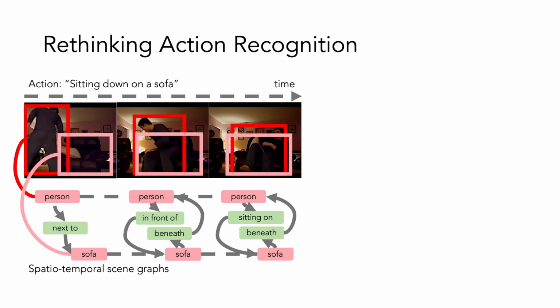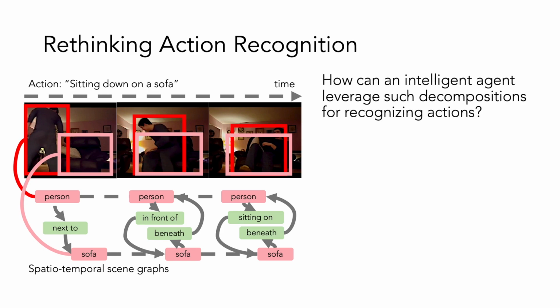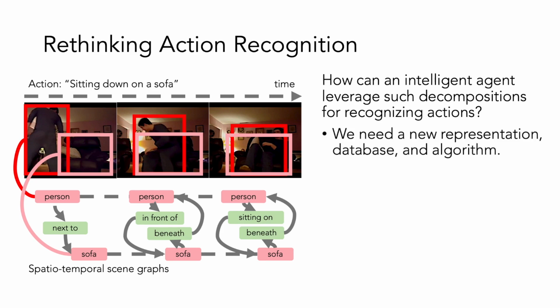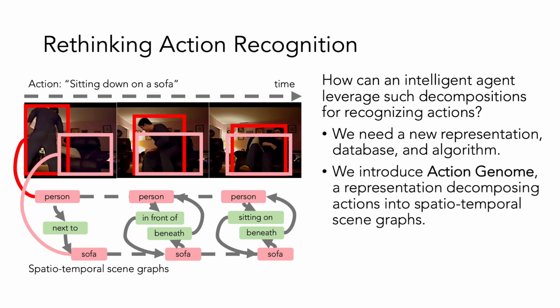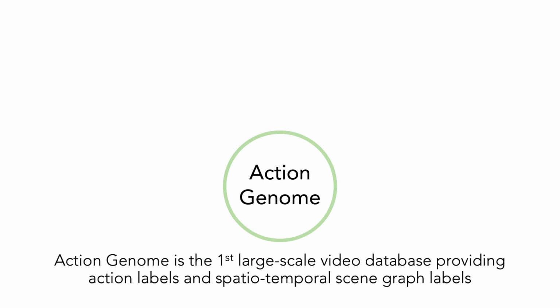So how can an intelligent agent leverage such decompositions for recognizing actions? We need a new representation, database, and algorithms. Here we introduce Action Genome, a representation decomposing actions into spatial temporal scene graphs. Action Genome is the first large-scale video database providing both action labels and spatial temporal scene graph labels.